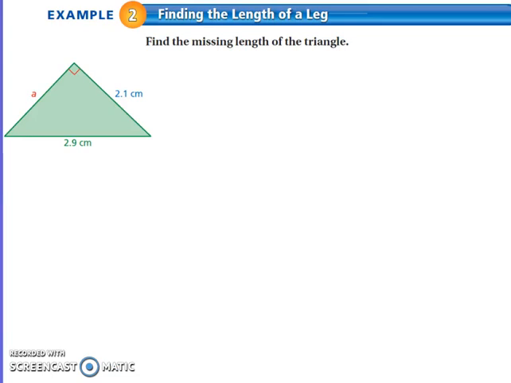To find a missing leg, we go about this in a very similar way. The only difference is that our variable is one of the other values. So in this case, I don't know a, but I do know the other leg, so I do know the value of b, and I know the value of the hypotenuse. When I write my Pythagorean theorem, I've got a squared. I don't know that value, but I do know the value of b, it's 2.1 centimeters, and I do know the value of c, which is 2.9 centimeters. I will use a calculator to help me evaluate these squares as I simplify.